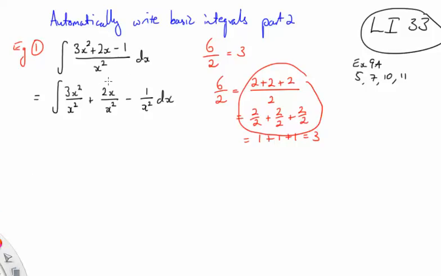Then we can use our index laws. So x squared divided by x squared, they cancel. So we get the integral of 3. x divided by x squared is 2x to the negative 1. And we're left with x to the negative 2 dx. Alright, now we need to add 1 to each power and divide by the new power. So we get 3x.